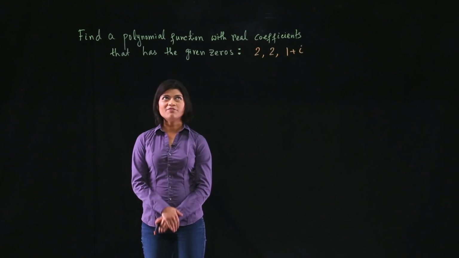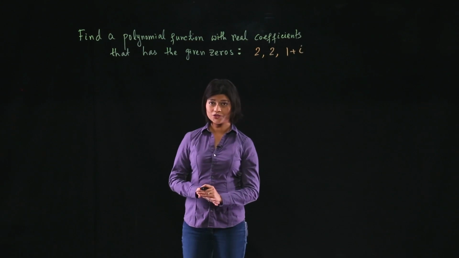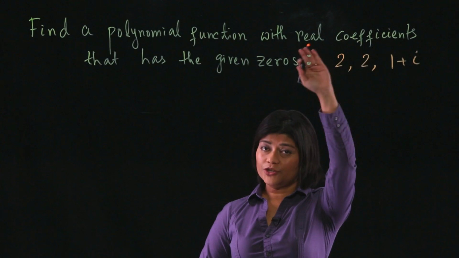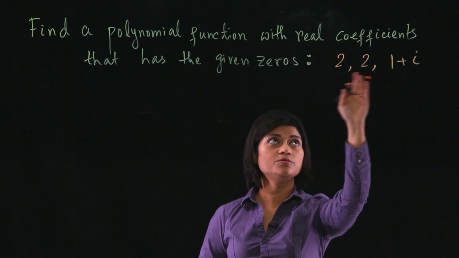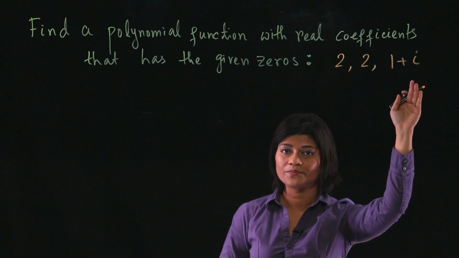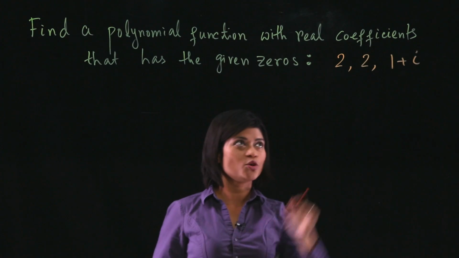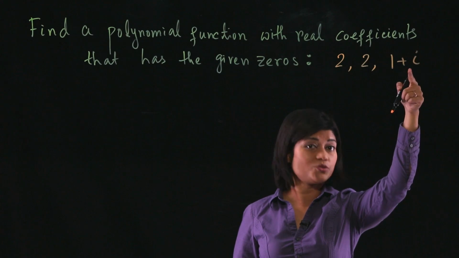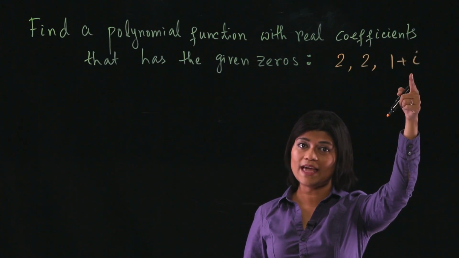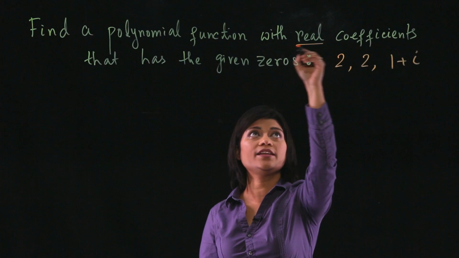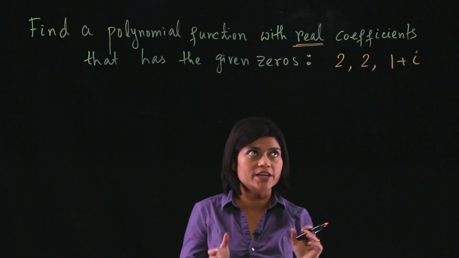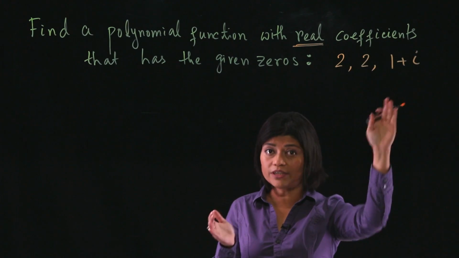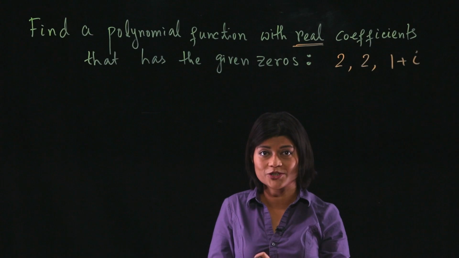Hi, I'm Papia. In this problem, we have to find a polynomial function with real coefficients that has these given zeros. The zeros are 2, 2 and 1 plus i. Now, the very first thing you should notice is that one of these zeros is not a real number. It's a complex number. And yet, we want real coefficients for this polynomial.